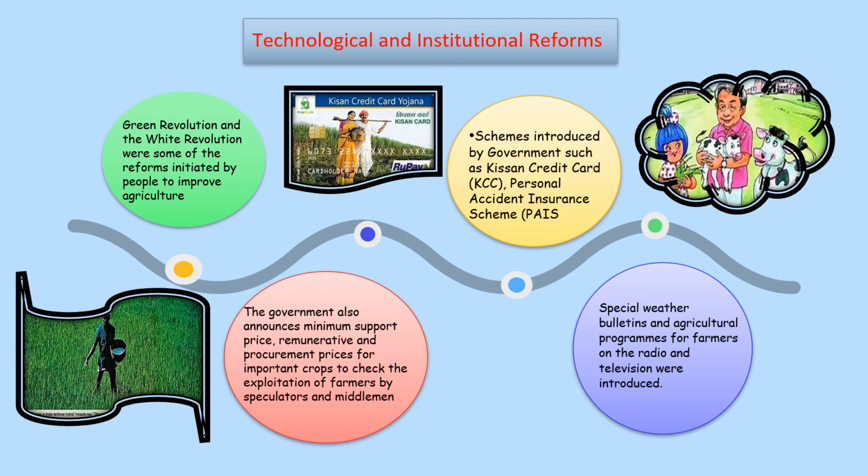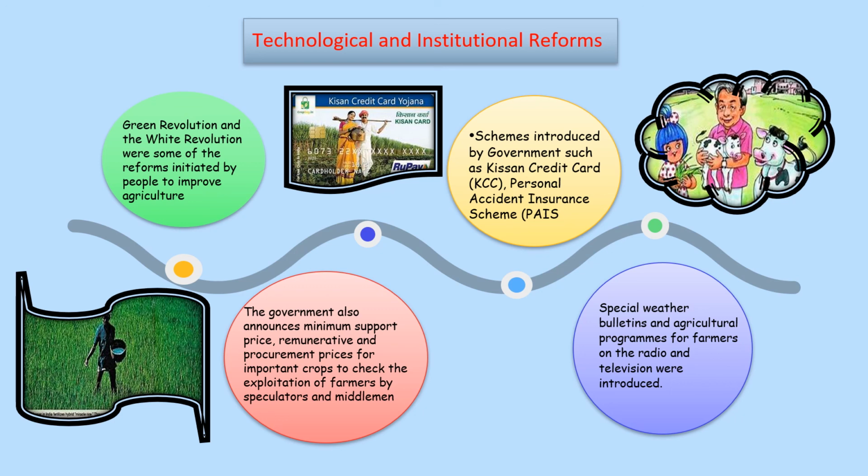Now let's look into the last subtopic of this chapter, that is technological and institutional reform. The technological advancement gave birth to Green Revolution, White Revolution or Operation Flood. The government abolished the zamindari system. Radio and television informed the farmers about the new improved techniques of farming. Rural banks, cooperative societies and Kisan credit card ensured easy availability of funds to the farmers.